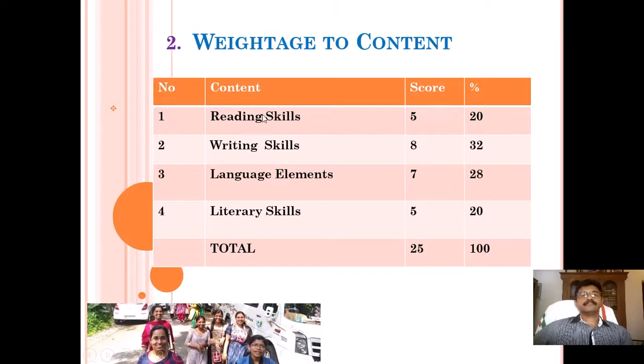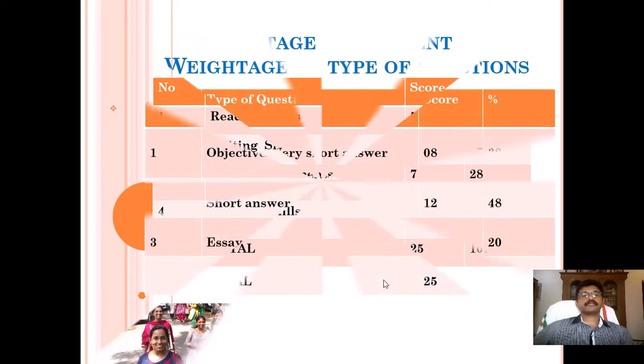And in the third table, you can see here the weightage given to various content areas, and in English we divide the content into 4 or 5 categories like reading comprehension, writing skills, language elements, literary skills, and so on. Here also you can see the total score of 25 is distributed appropriately, and its percentage is mentioned in the last column.